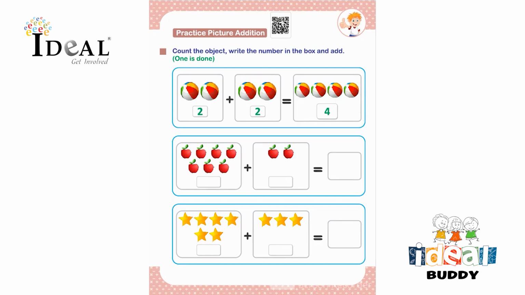Hello everyone. In this page, the child will practice picture addition. So here they have to count the objects, write the number in the box and add. So one is done for them. So here they have to count the objects first.